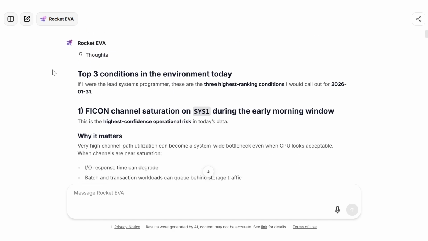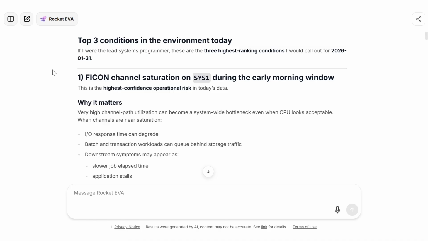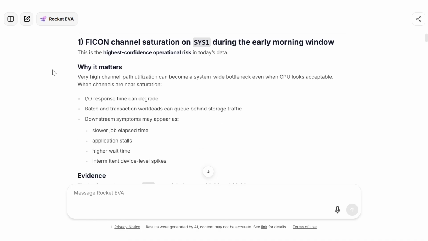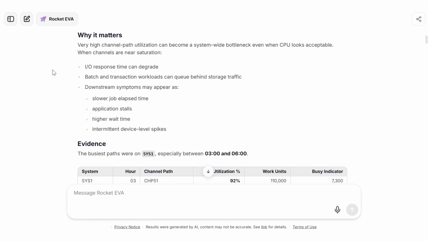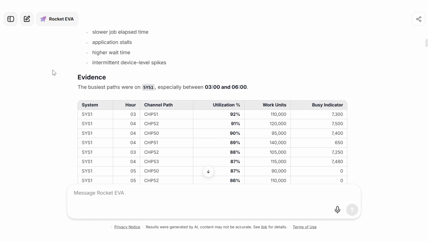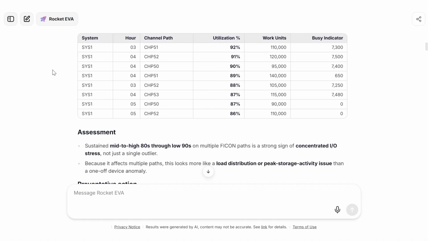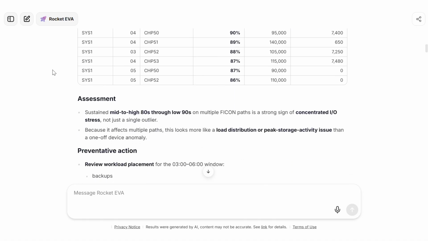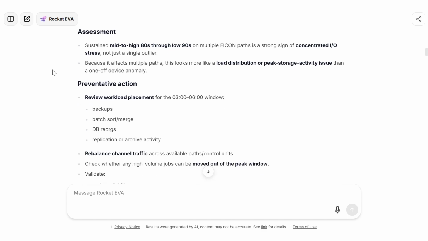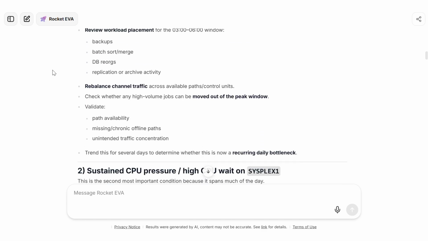Starting with the highest ranked condition, EVA has identified elevated FICON channel saturation on SYS1. The response explains why the issue matters, highlighting how sustained channel saturation can increase I/O response time and create downstream performance impacts that spread across the environment.